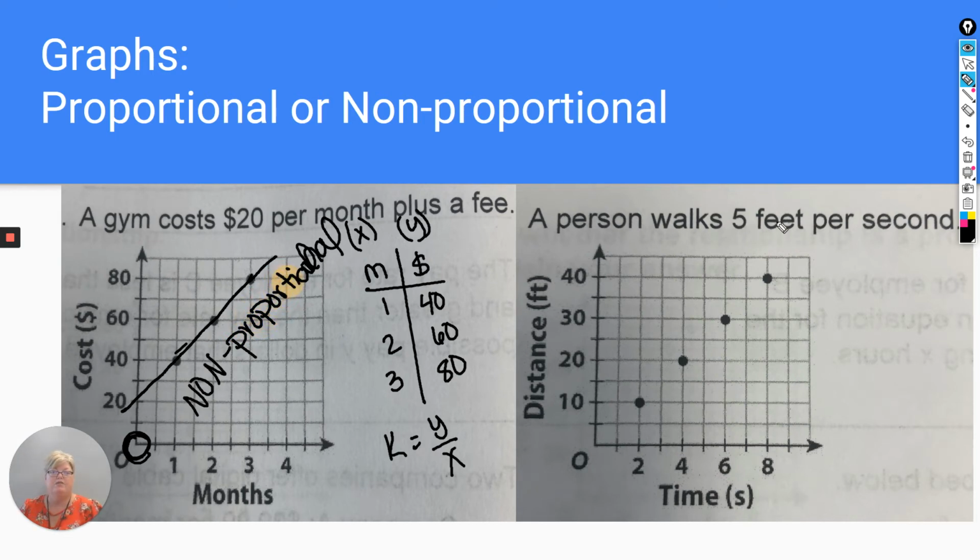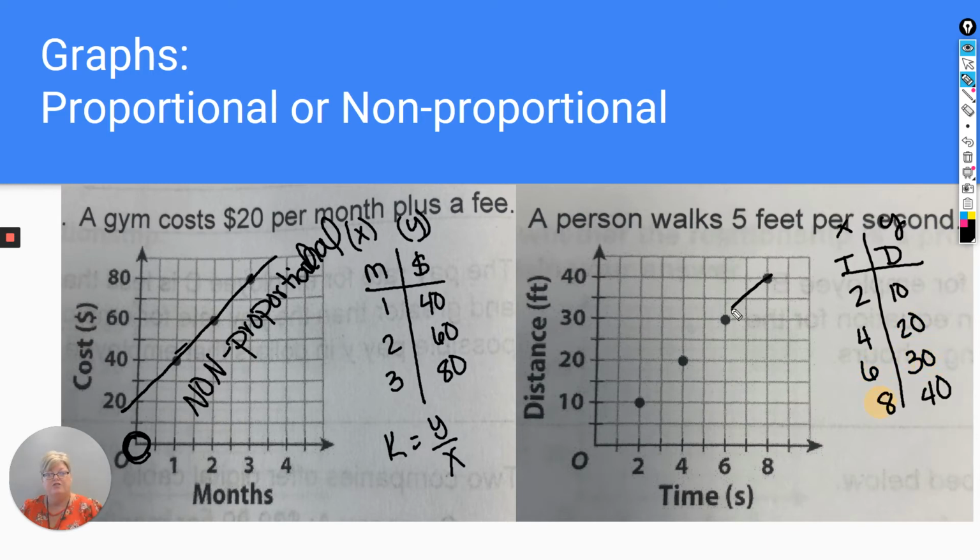Now, a person walks 5 feet per second. Again, I could set up a chart, and this is X and this is Y, and I'm going to use time, which is in seconds, and then distance. And so on this, for 2 seconds, I go 10 feet. For 4 seconds, I go 20 feet. 6 seconds, I go 30 feet. And for 8 seconds, I go 40 feet.